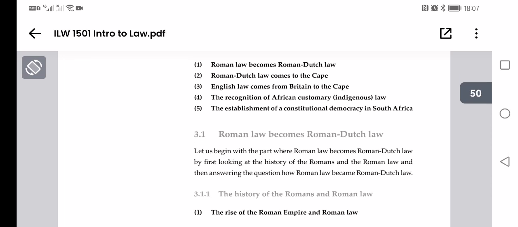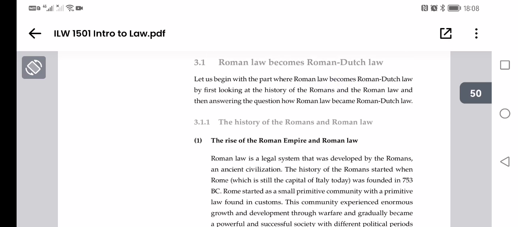Roman law becomes Roman Dutch law. Roman Dutch law comes to the Cape. English law comes from Britain to the Cape. The recognition of African customary indigenous law. The establishment of a constitutional democracy in South Africa. Roman law becomes Roman Dutch law.